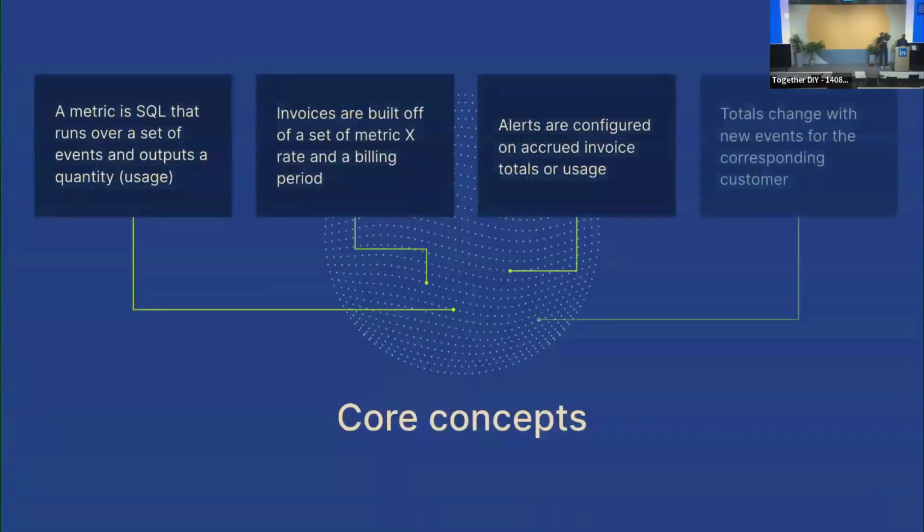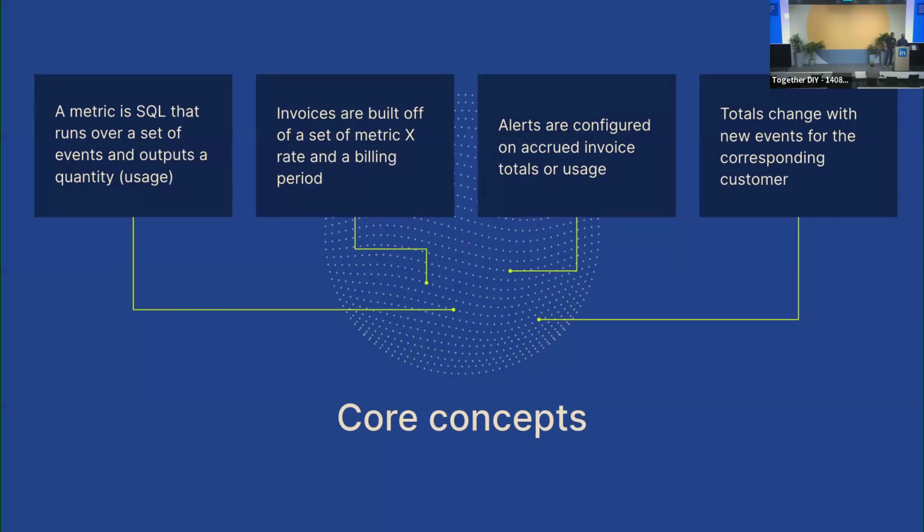Cool. So to dive into this a little bit more, and Shitej has touched on all of this, so I'm not going to spend too much time, but the core concepts we're going to need for alerting specifically, the first is some sort of metric, and a metric is basically just some SQL query that runs over a set of events and will output a specific quantity. These metrics will eventually get combined with rates and put into plans. Plans will be subscribed to customers, which will generate invoices. Your invoice will basically just have the metric's computed quantity times the rate, and that'll give you your accrued total.